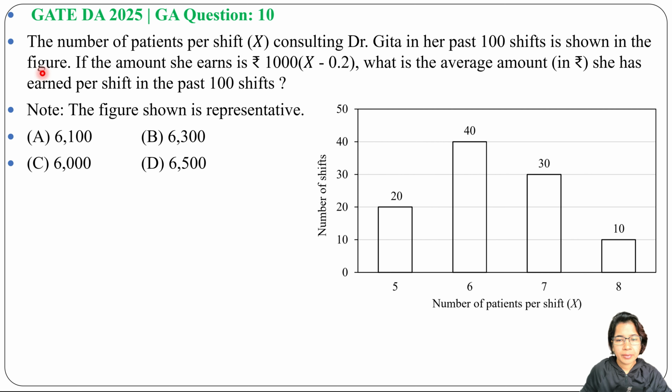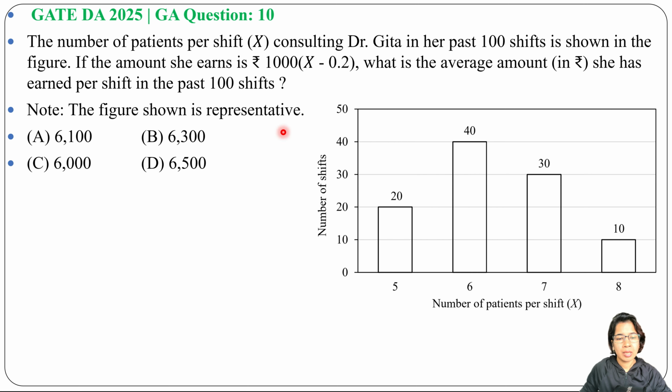Everyone, let's solve one previous question of general aptitude. This question was asked in GATE DA 2025 GA question number 10. The number of patients per shift consulting Dr. Gita in her past 100 shifts is shown in the figure.